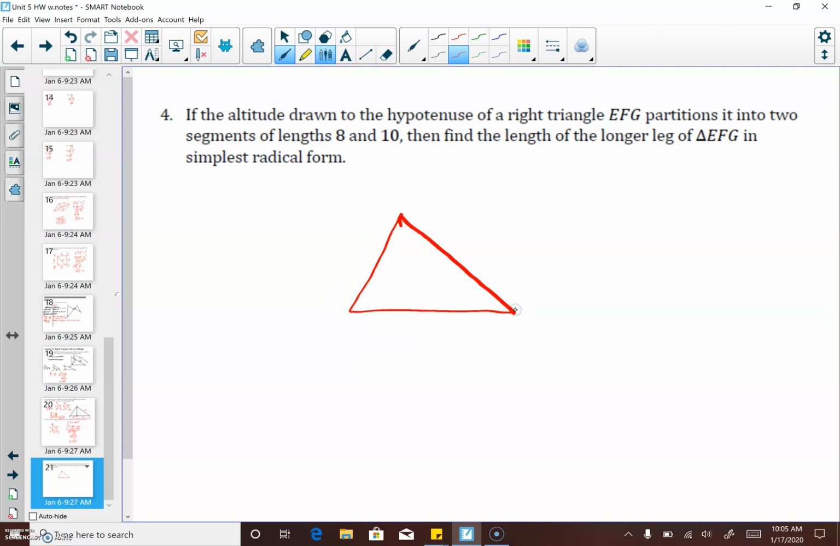They didn't tell us where each letter goes, so I'm just going to put E, F, and G. If they're going to draw the altitude, I'm going to make my right angle at F. Now that altitude is going to come down just like that, and it partitions the hypotenuse into two segments, 8 and 10. They want us to find the longer leg of that triangle. In this case, that's going to be FG because it's on the side of the 10. The one thing I can do before I move on is add the 8 and the 10 to get 18.